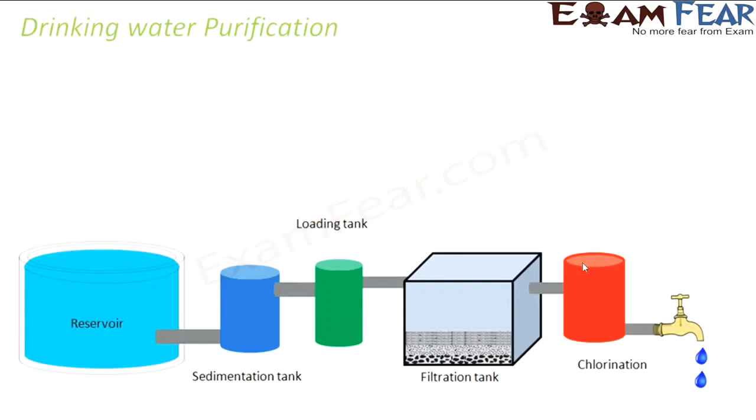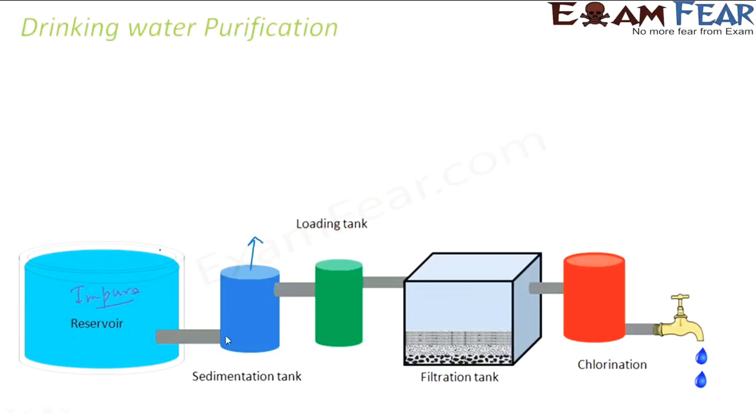Let's see how we get the drinking water purified. Whatever water we get in the city is purified by the government, and there is a whole big process for that. So this is the impure water which we get from the reservoir. The first thing done is this water is put into a sedimentation tank. Here water is allowed to settle down for some time, maybe 2-3 hours.